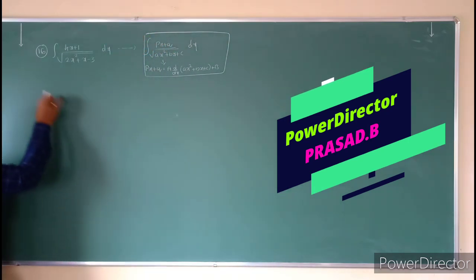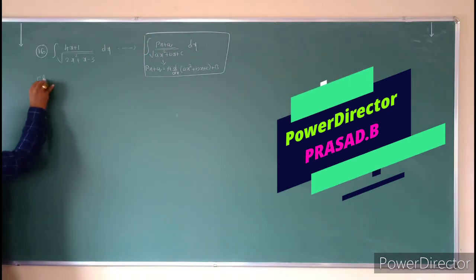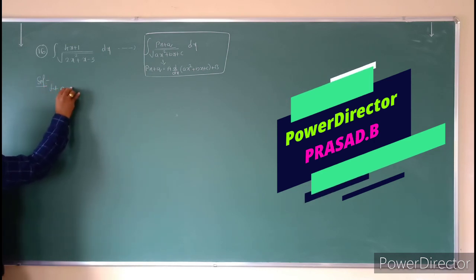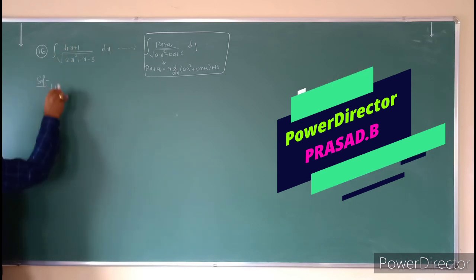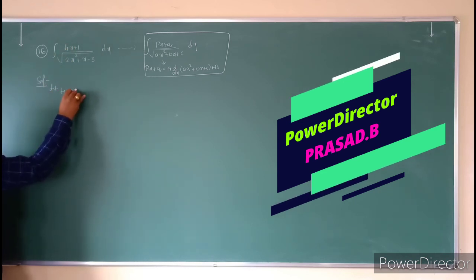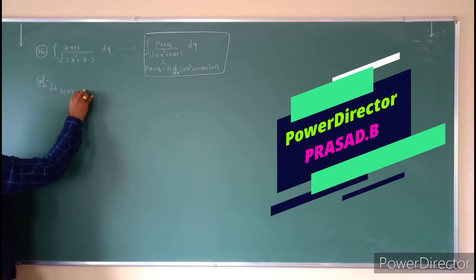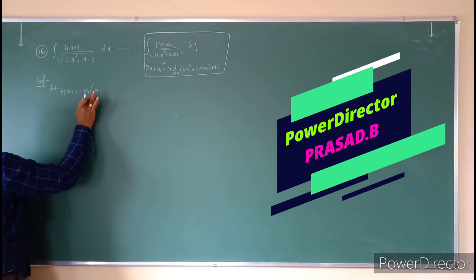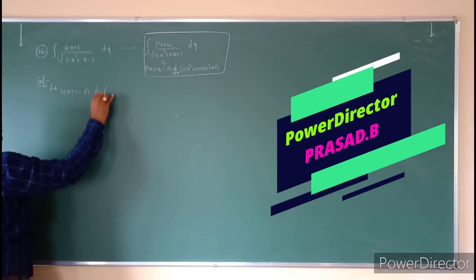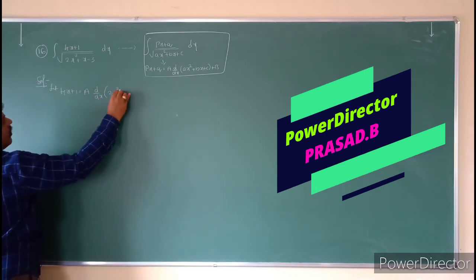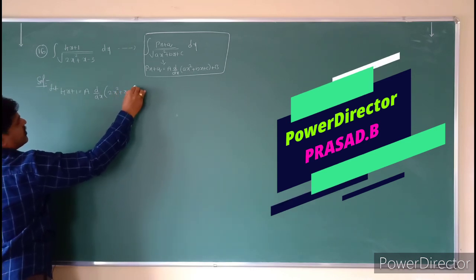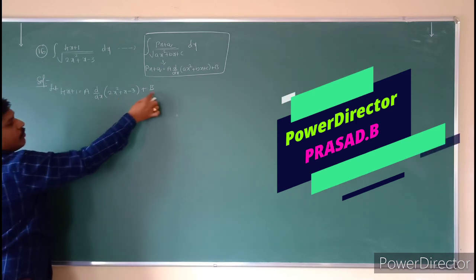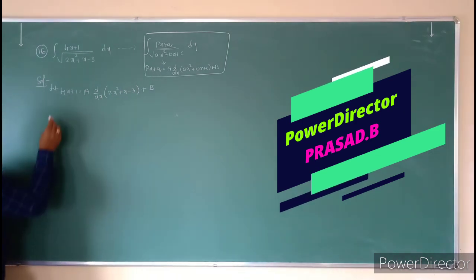So first we will take the solution here. Let px plus q be equal to 4x plus 1. What is the px plus q here? 4x plus 1 is equal to a into derivative of (2x square plus x minus 3) plus b. So a into derivative of the denominator, the under root value, plus b.